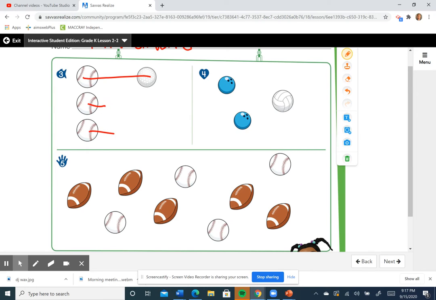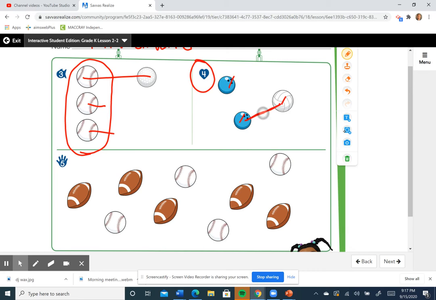Can I pair these up to anything? Nope, because there's no more golf balls over here. So there's 3 baseballs and 1 golf ball. So the baseballs are greater than the golf balls. Now we're on number 4, the heart. We have bowling balls and a volleyball. So let's pair them up.